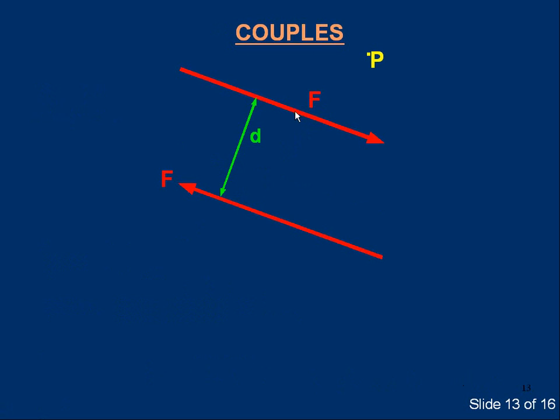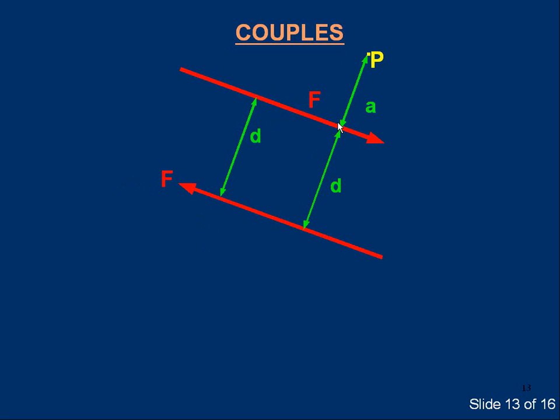There are our two forces, two equal forces in fact, so the magnitudes of the top and bottom force are the same. I've called one F and the other F. Those are the magnitudes. Here's a point P. Let's suppose the lines of action of the two forces are separated by a distance d. How do we work out the moment of the couple about this point? Well, what we're going to have to do is work out the moment of each force about the point and add the two moments.